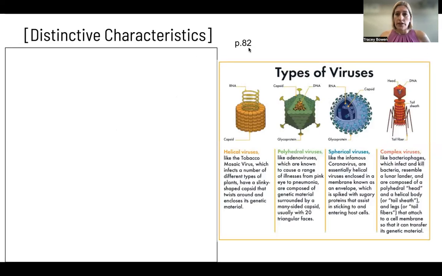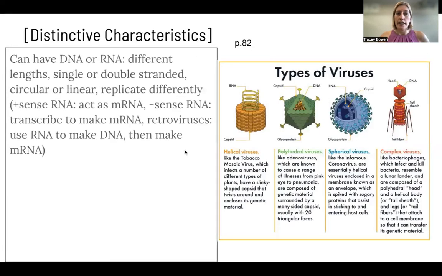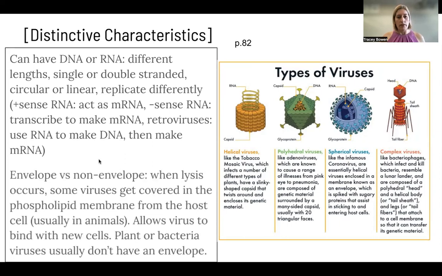So there are distinctive characteristics for viruses. They can have DNA or RNA, different lengths, single or double-stranded, circular or linear. They can replicate differently. So the sense strand RNA can act as messenger RNA, but antisense RNA will transcribe to make RNA. In the case of retroviruses, they use RNA to make DNA and then make messenger RNA. So there's a lot of different ways that viruses get their DNA made.